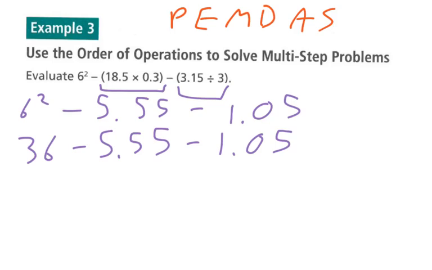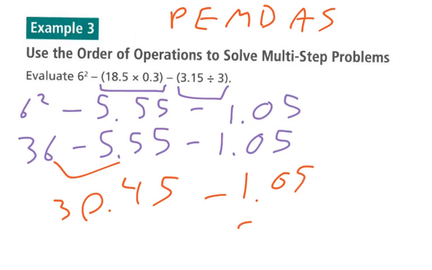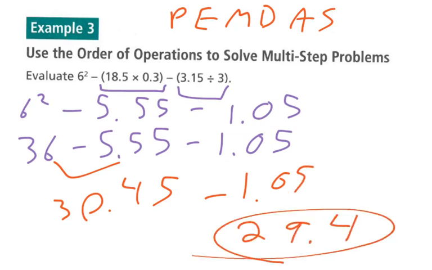And then all I have left is subtraction. And so what we do is we just subtract from left to right. So first I'm going to subtract these. So 36 minus 5.55 is 30.45. And then I'm going to subtract 1.05. And I get 29.4. So that is my answer, 29.4.